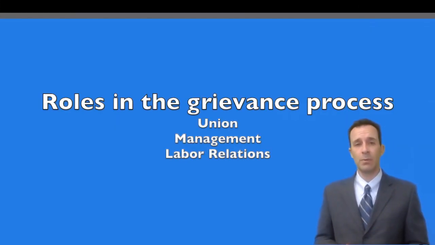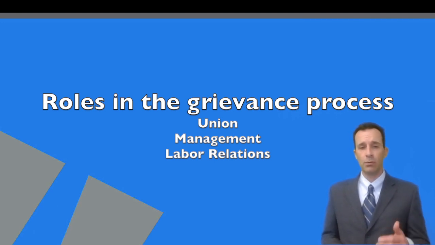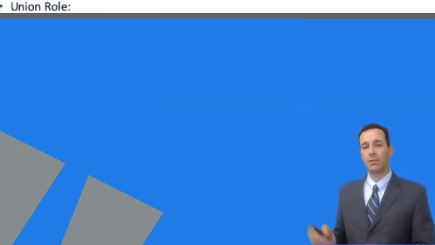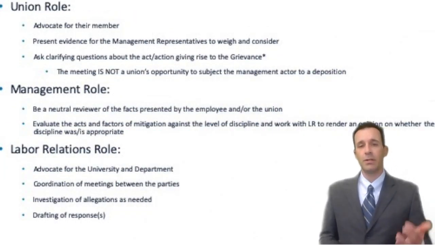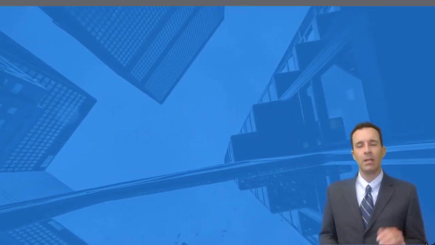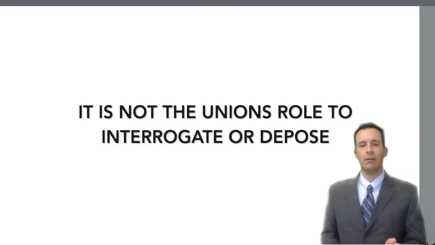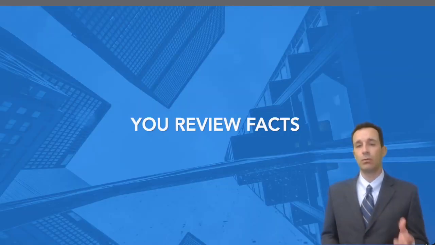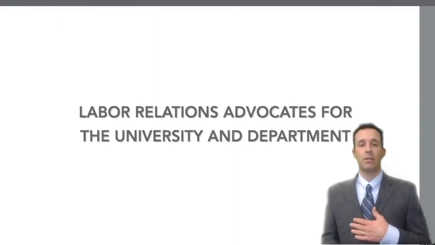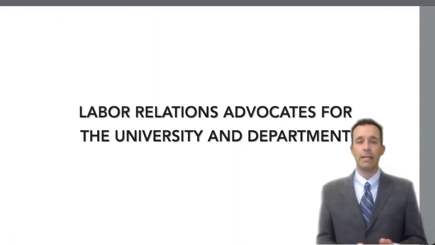Now, within the grievance process, the union plays a role, management plays a role, labor relations plays a role. We're not going to cover it now because we do offer that specialty training, but as you can see in the supplemental materials, there are specifically defined roles and functions for each of those 3 parties. Now, one element that I will highlight, it is not the union's role to interrogate or depose you as a management rep. Your job is to be a neutral reviewer of the facts. Their job is to present evidence, and if it gets unruly, labor relations personnel are very well versed in putting a stop to that meeting and exiting right then and there. So we have your back in that regard.